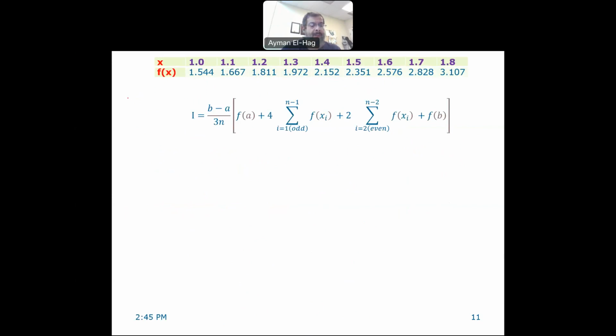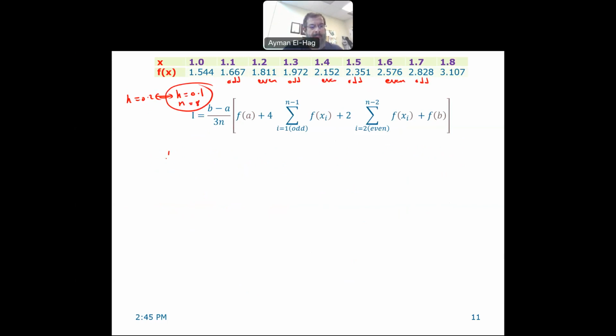Now let's go for the second one. From the trapezoidal, when h is equal to 0.2, that is equivalent in the 1/3 rule to h equal to 0.1, and n here will be equal to 8. So here we start from here: this is odd, odd, odd, and odd. Here it is even, even, even, and this is the end of it.